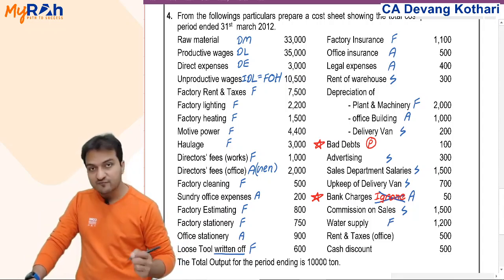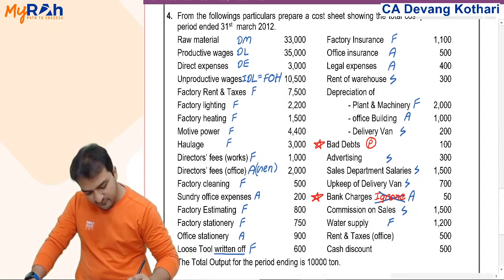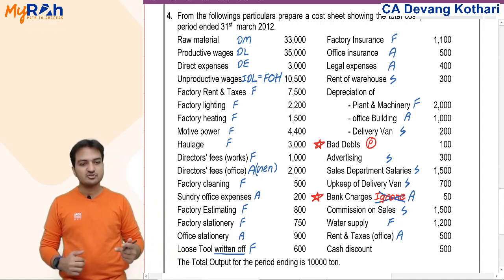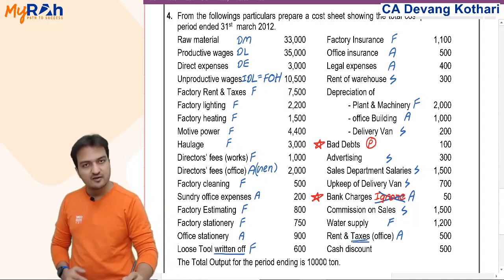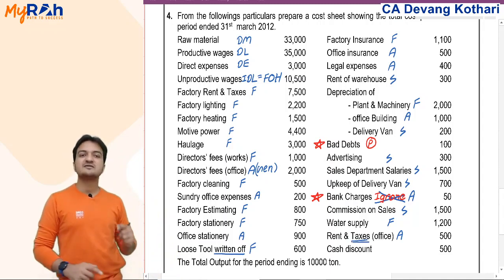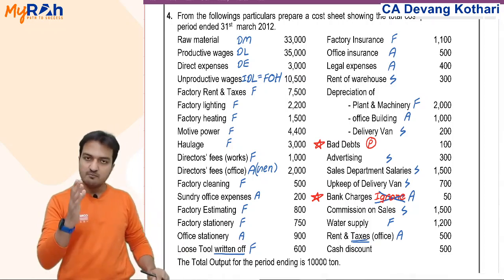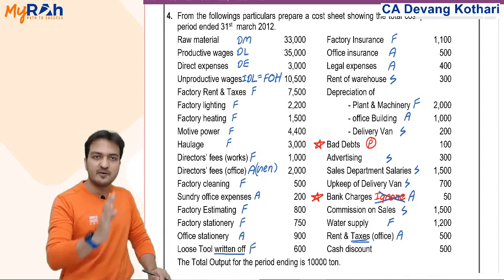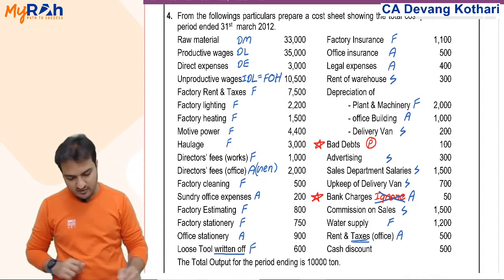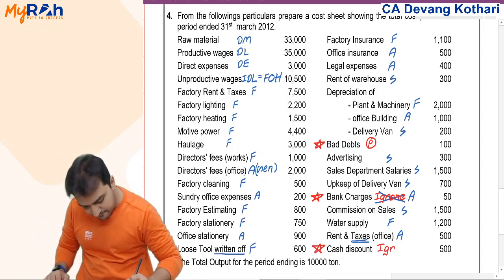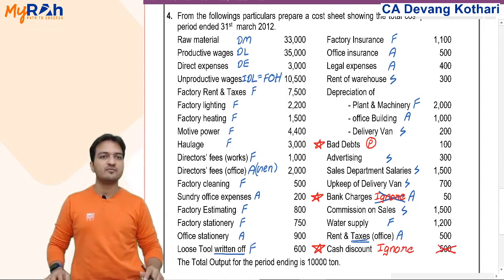Rent and taxes of the office will become admin overheads. Look, it is rent and taxes. So this word taxes, should I ignore? No, because it doesn't say income tax. Rent and taxes generally refers to the building rent and the building municipal taxes. Yes. And the last one, cash discount. I already told you cash discount, what to do. Cash discount, you will ignore. Cash discount is excluded from the costing subject.